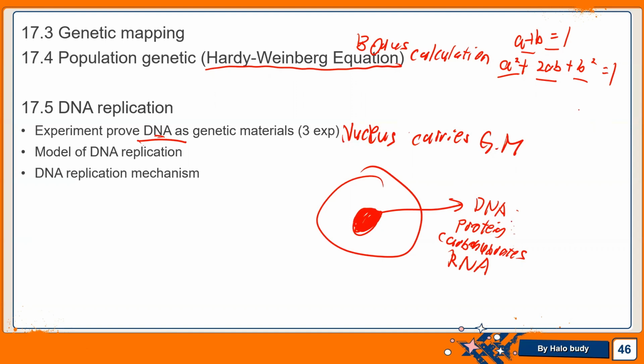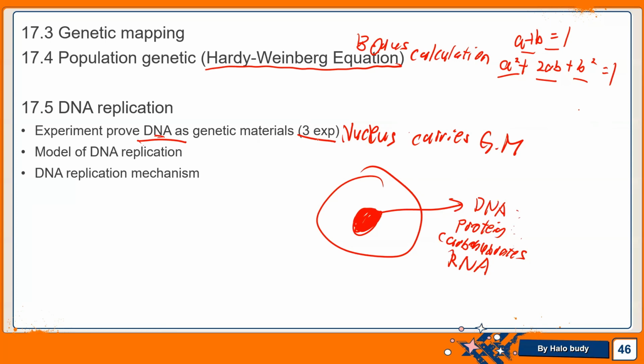So the scientists wanted to know which component carries genetic information, the genetic material. They did experiments. There are 3 experiments you have to know, and also you have to know 5 scientists' names. The first experiment has only 1 scientist. The second and third have 2 scientists each.